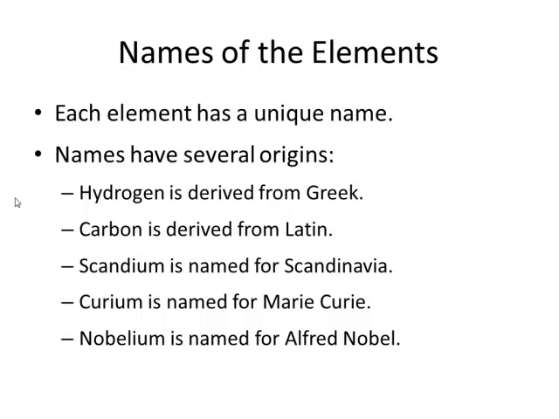The names of the elements. How do we get these elements? Each element has a unique name, and there are several ways they are named. One is from the Greek, then Latin. Scandium is named after Scandinavia. Curium is named after Marie Curie, and nobelium after Alfred Nobel.